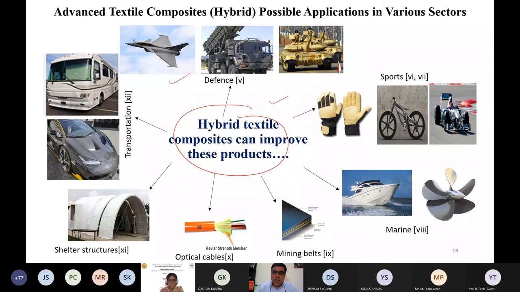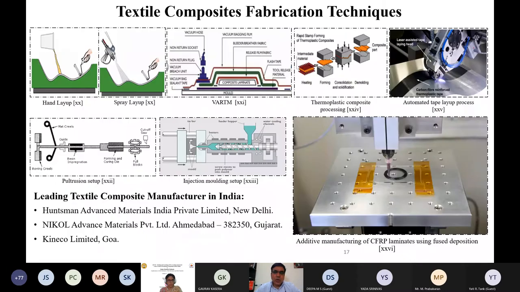Whatever products are being made, the applications are enormous, the possibilities are enormous, whether it is marine, optics, a shelter like this, transportation, sports, or defense. You have huge possibilities for this kind of material, and a lot of research input is coming in for it. So that's what we are trying to talk about.